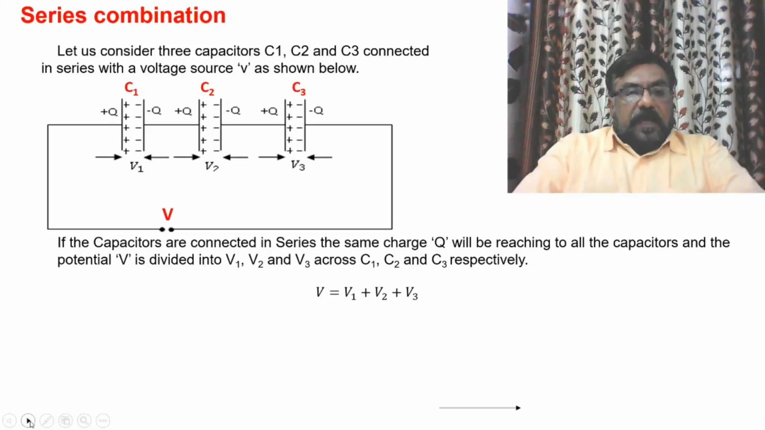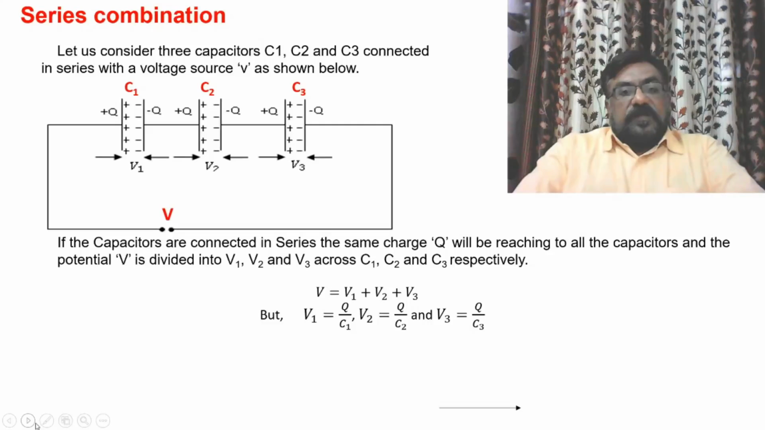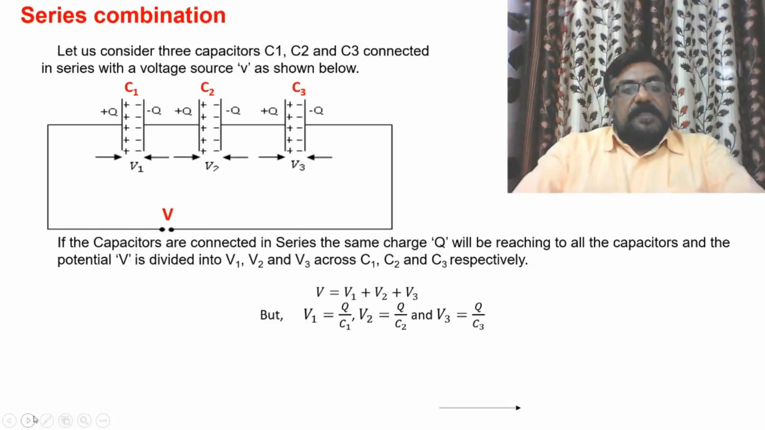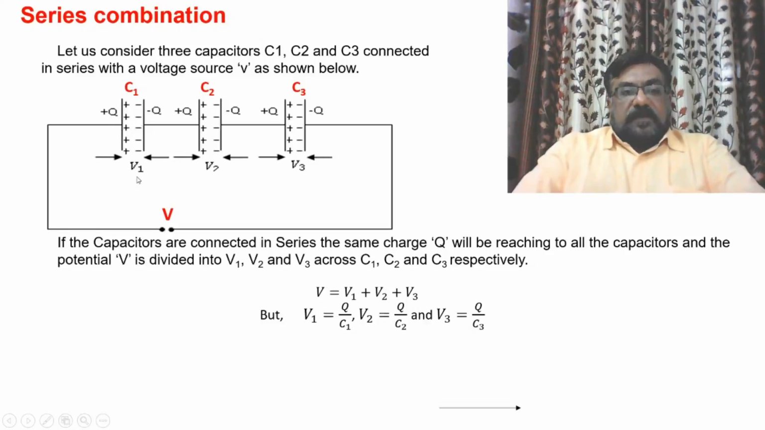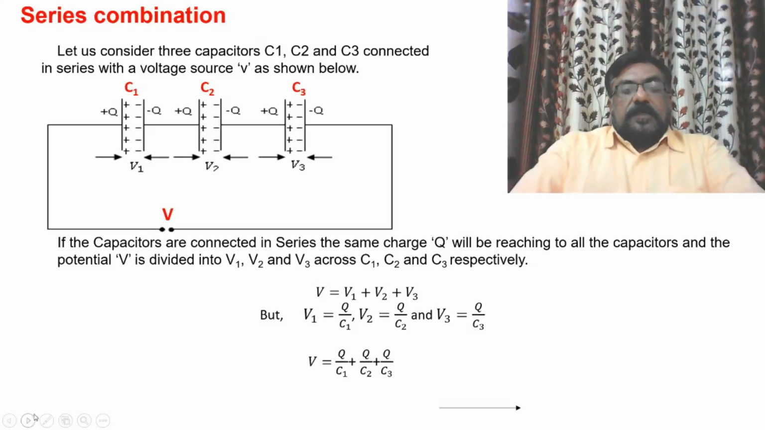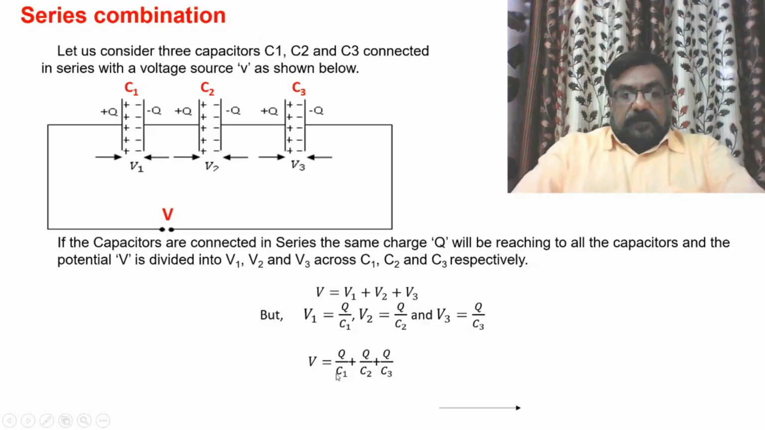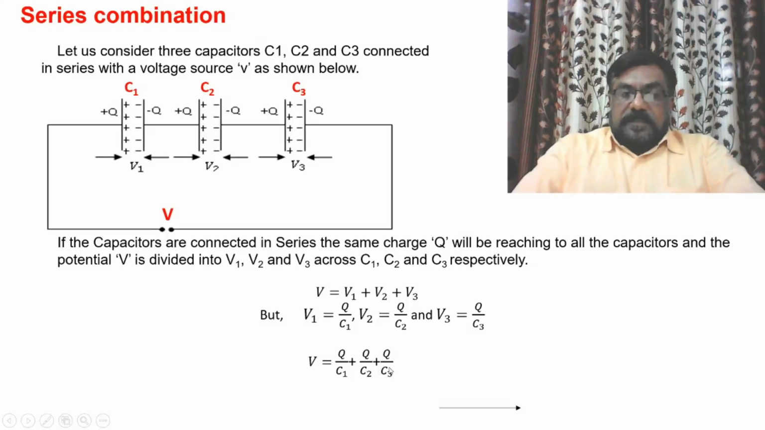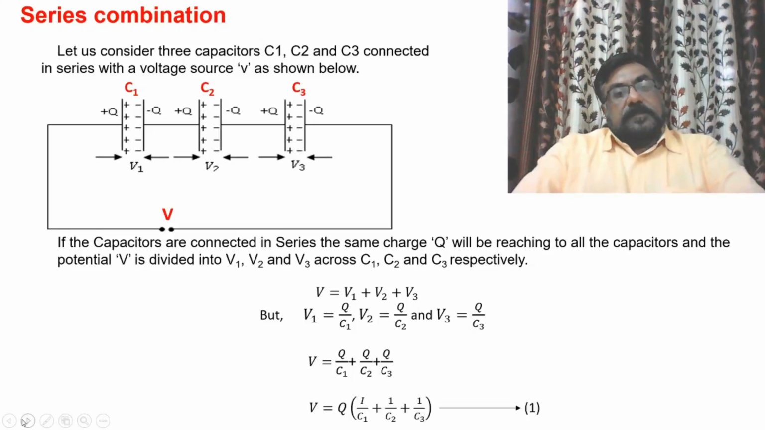And now we can calculate the values of V1, V2 and V3 from the basic equation of capacitor. C1 is equal to Q by V1. Therefore, V1 is equal to Q by C1. V2 is equal to Q by C2 and V3 is equal to Q by C3. And V is equal to Q by C1 plus Q by C2 plus Q by C3. Or it can be written as V is equal to Q times 1 by C1 plus 1 by C2 plus 1 by C3.